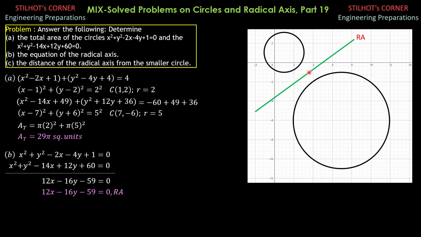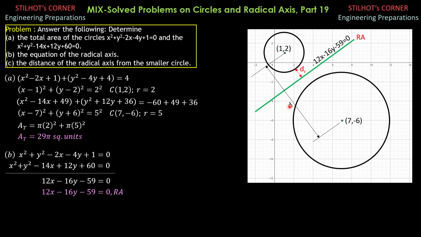So this is the radical axis. When y is 0, x is 59 over 12, that's 4 point something. And when x is 0, y is negative 59 over 16, so that's about negative 3 point something. That's why this is the radical axis. That's 1, 2, and this is the radical axis. This is the required distance of the radical axis from the smaller circle. It also has a distance from the center, and this is the center of the bigger circle. The distance between the centers of the circles is denoted by d.